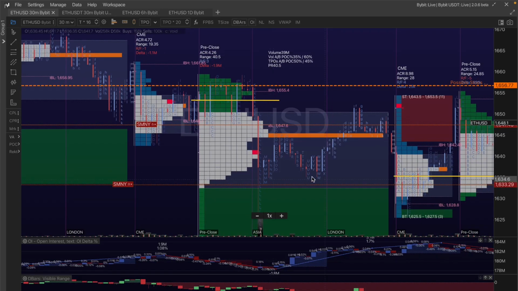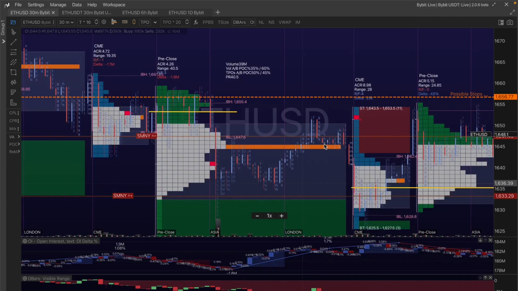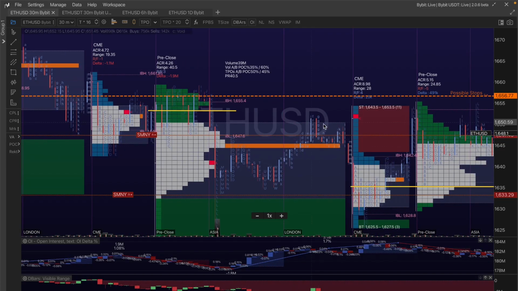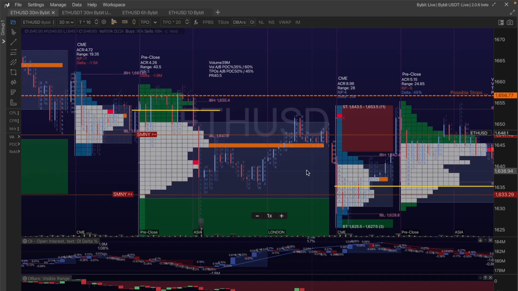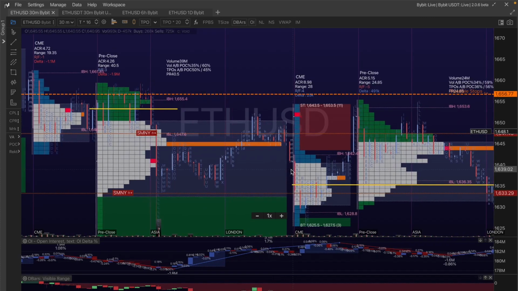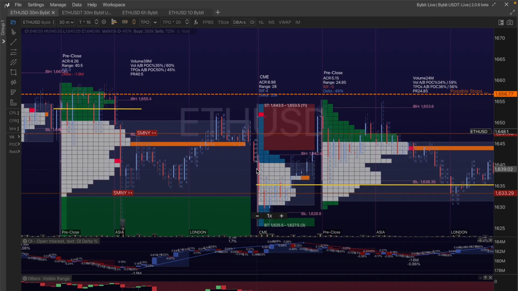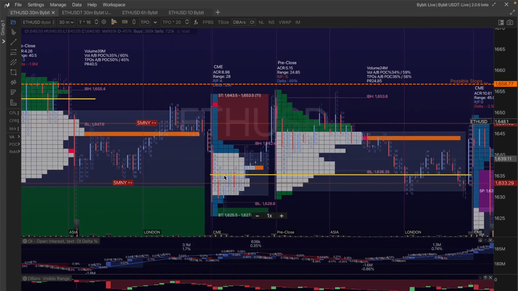It comes down, respects it, barely touches it. Pokes its head out, instant rejection, comes down, tries again, instant rejection. This range is always very, very respected. We can see an example of it here. As you can see, for this day, it determined the trend for the rest of the day.